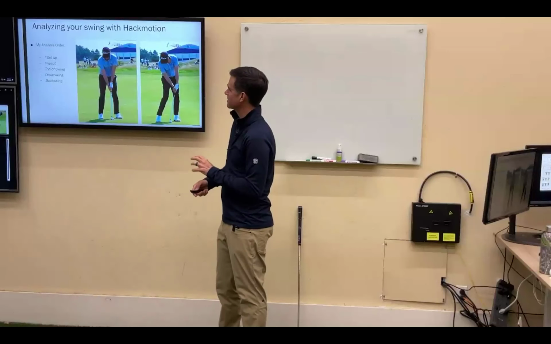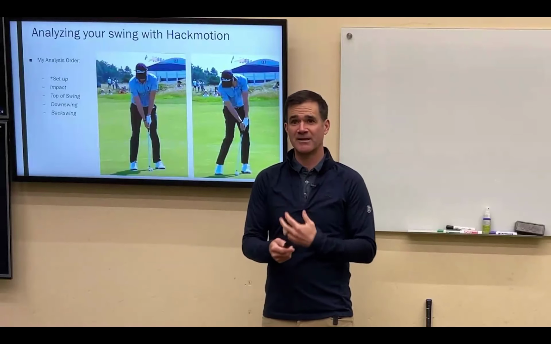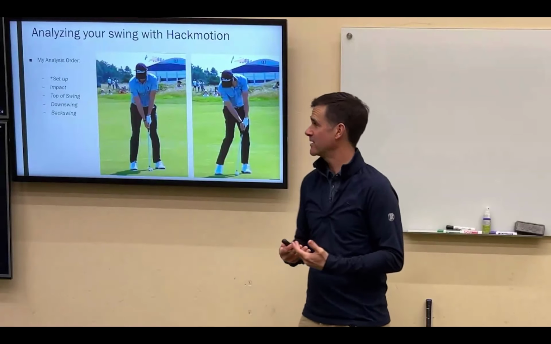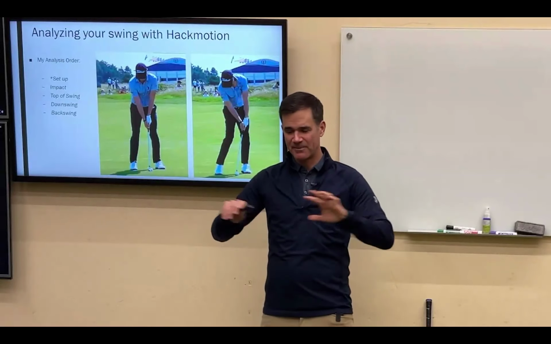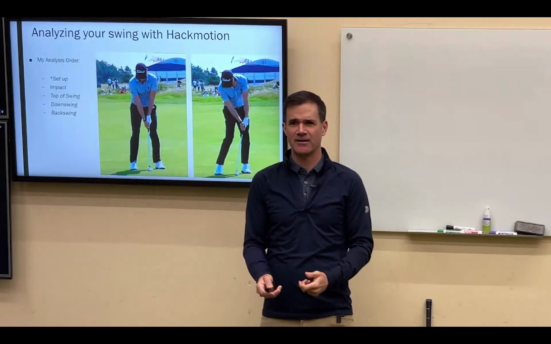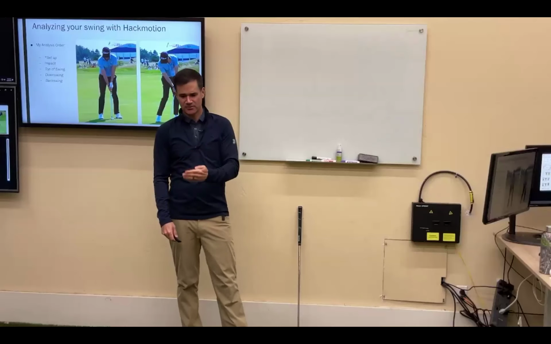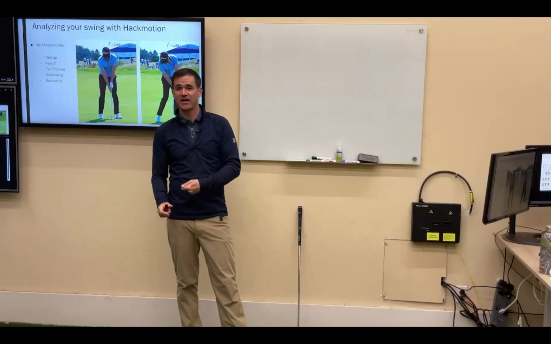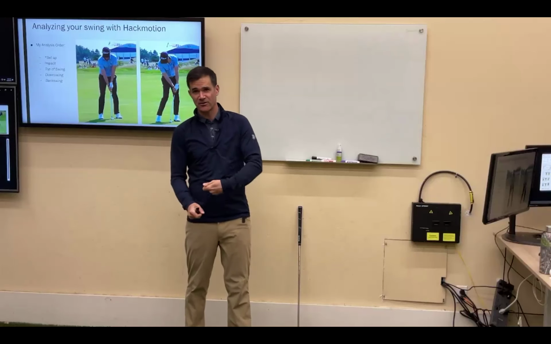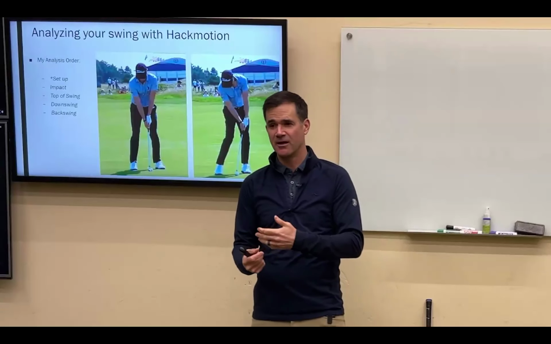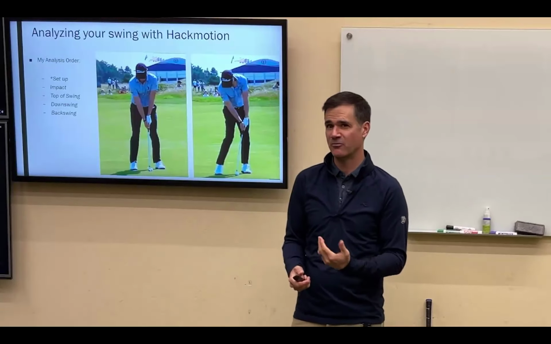When you're analyzing your swing with HackMotion, there are lots of different approaches. I'm not saying that mine is the best, but this is the one that works really well for me. I tend to analyze from setup first on a big general scale, just making sure that you're not horribly out of position, and then looking at impact. Ultimately, the golf ball is going to fly based on the interaction between the golf club and the golf ball. So we need to get the golf club to strike the golf ball differently, or we need the golf club to move in a way that gives us more consistency in how we strike the golf ball.